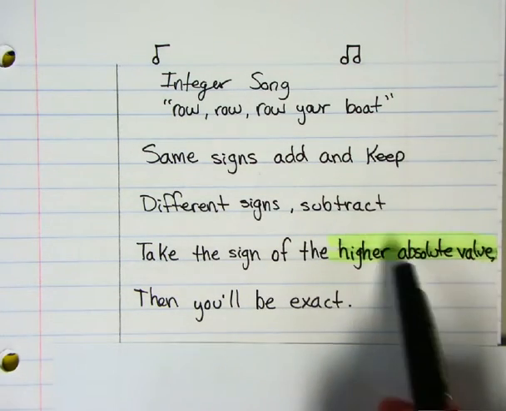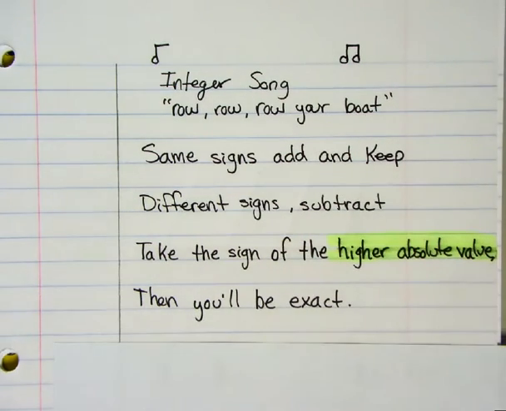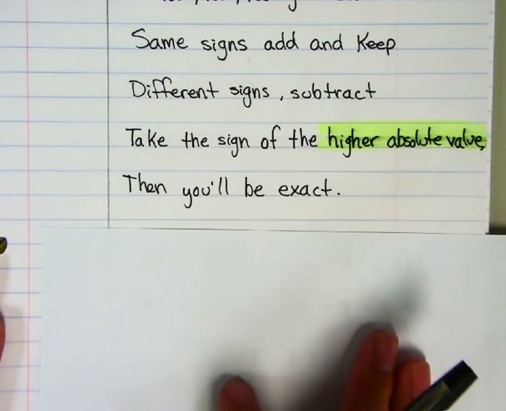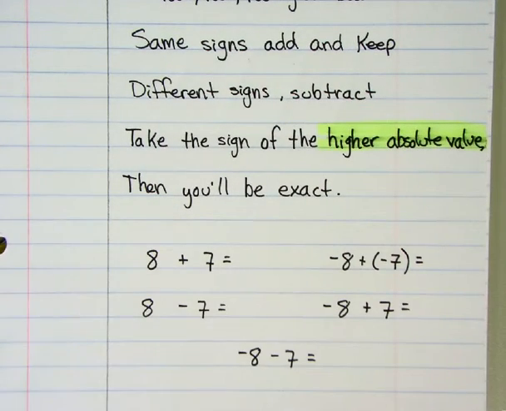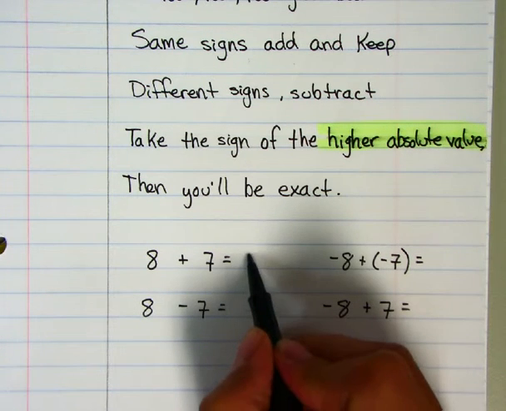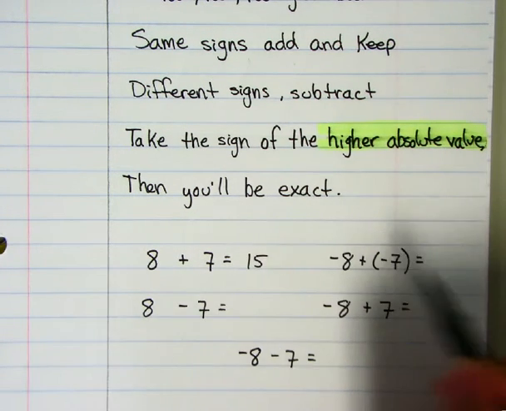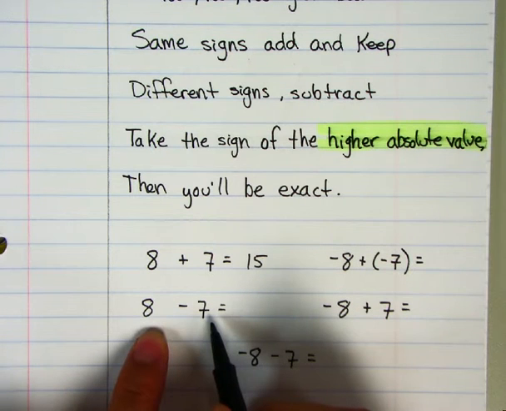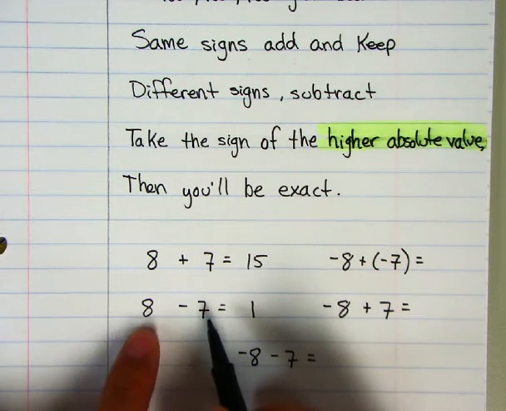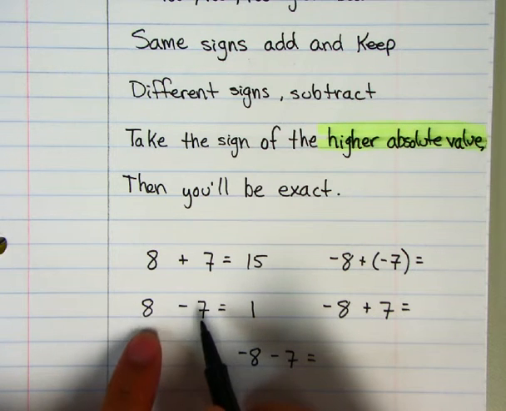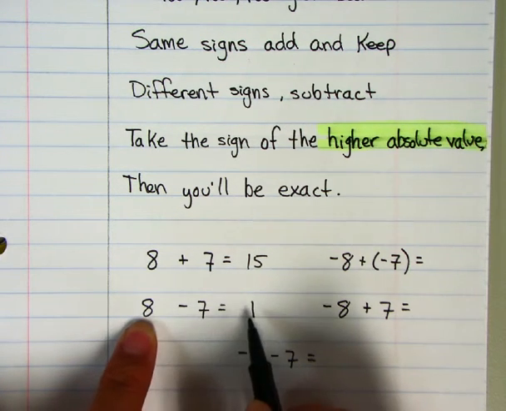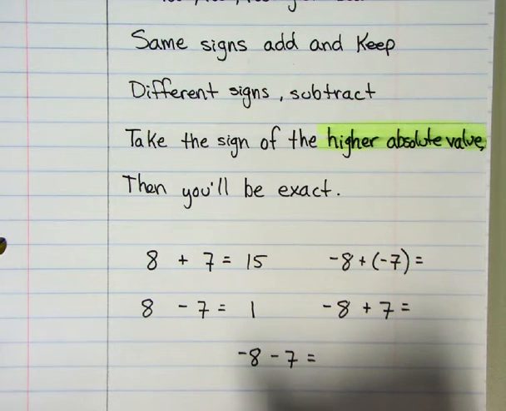Yeah, this is kind of a mouthful, and we'll explore that in a little bit, but let's go ahead and figure that out. I'm going to leave it on there while I do a couple of problems here. Same signs, yep. Add and keep. Different signs, subtract. Take the sign of the higher number, higher absolute value. That means this one is the higher one, and that was positive, so that's for your positive. Then you'll be exact.